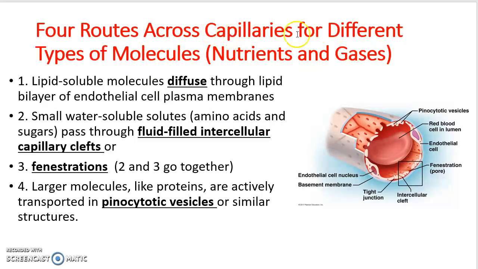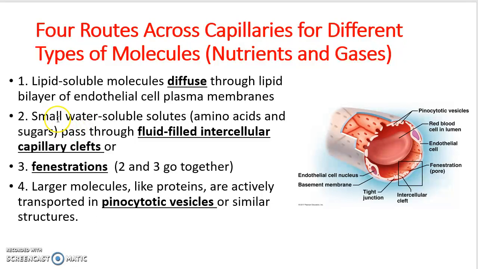So when we talk about capillaries, that's where gas exchange takes place, but that's also where fluid exchange and nutrient exchange takes place. When we look at how these nutrients and gases can move across the capillary wall, they can do so in one of four ways. First, if it's a lipid-soluble nutrient, it can diffuse directly through the lipid bilayer of the plasma membranes of the endothelial cells that make up the walls of the capillary. So it can move directly through that wall without going through holes.